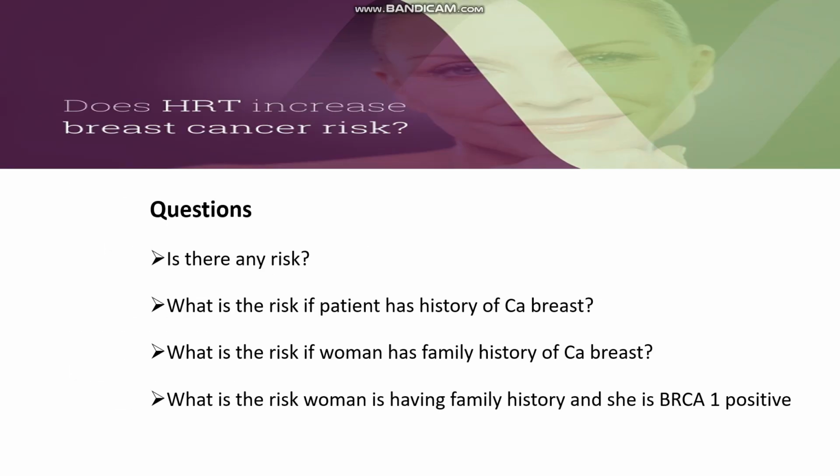So in these conditions, there is evidence that if the patient herself has a history of breast cancer, it is a contraindication to use HRT. But if the patient has a family history of breast cancer, or a family history of breast cancer and is herself BRCA1 positive, considering the risk and benefit, HRT can be administered in these patients after proper counseling and considering their symptom needs.